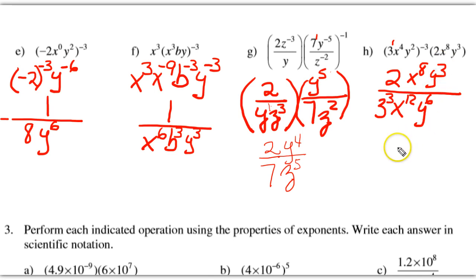Okay. Now we can do some simplifying. So 2 is just going to be 2. 3 to the 3rd is 27. And I'm going to subtract 8 from this 12, and I get x to the 4th. And I'm going to subtract 3 from this 6, and I get y to the 3rd. And then that's my final answer.